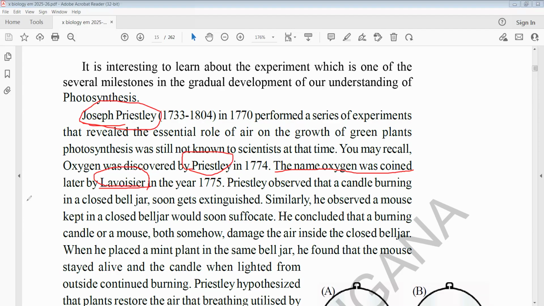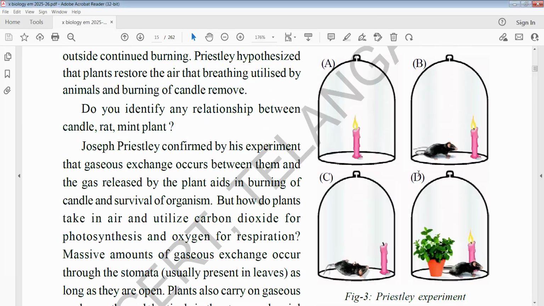We have to remember: which experiment did Joseph Priestley conduct? The bell jar experiment. By taking this bell jar, see these four conditions. In the first condition he kept a candle. In the second he kept a candle and a rat. In the third, the candle went out and the rat died. Whereas in the fourth he kept a potted plant.